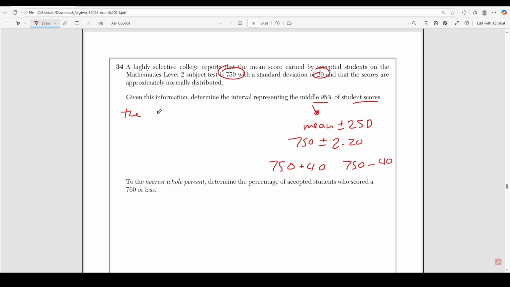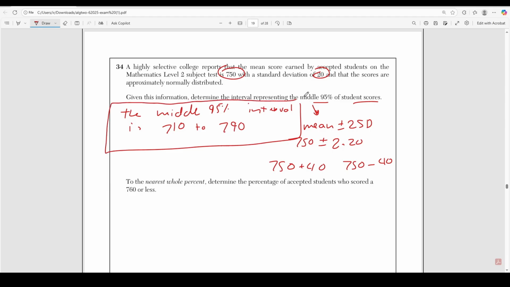So the middle 95% interval is 710 to 790, where you actually start with the lower term first, and that's all you need to get full credit here. Just literally do 2 times the standard deviation and you add and subtract that, right?